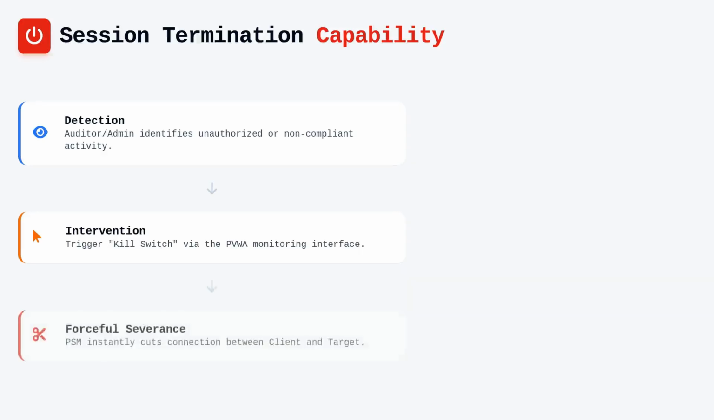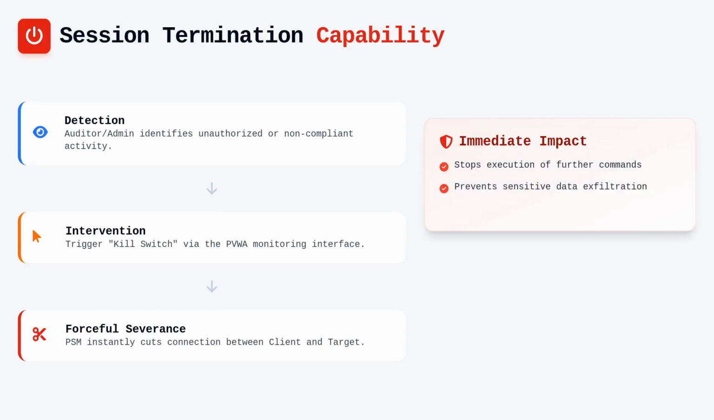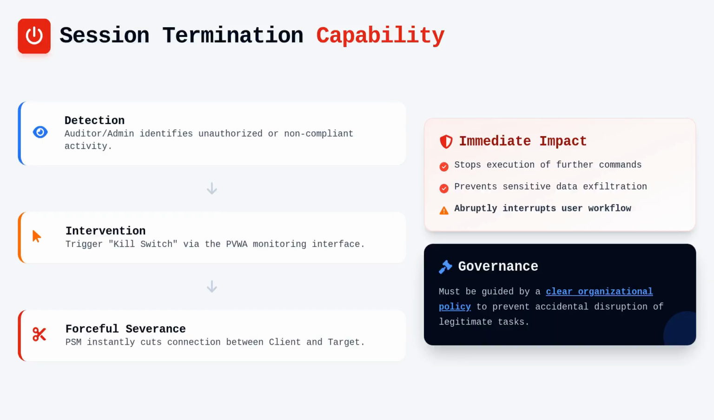When you trigger a session termination, the PSM forcibly severs the connection between the user's client workstation and the target system. This action is instantaneous, preventing the execution of further commands or the exfiltration of sensitive data that might follow an initial suspicious entry. It is important to realize that this is a blunt instrument that stops the current session entirely, so it must be used with the understanding that it will interrupt the user's workflow abruptly. Your organization should have a clear policy governing when this kill switch is appropriate to avoid operational disruption caused by accidental or premature termination of legitimate administrative tasks.